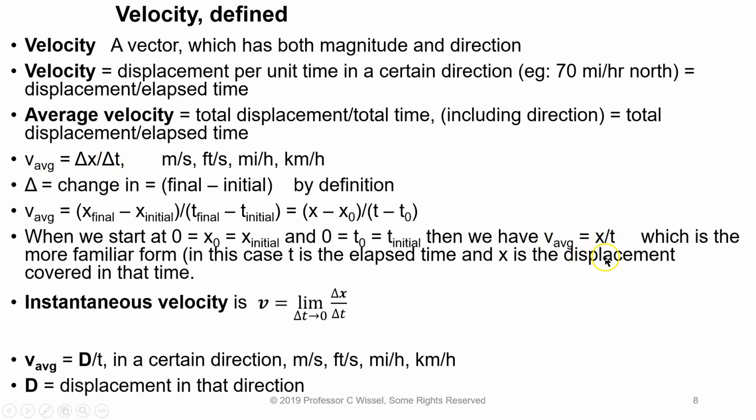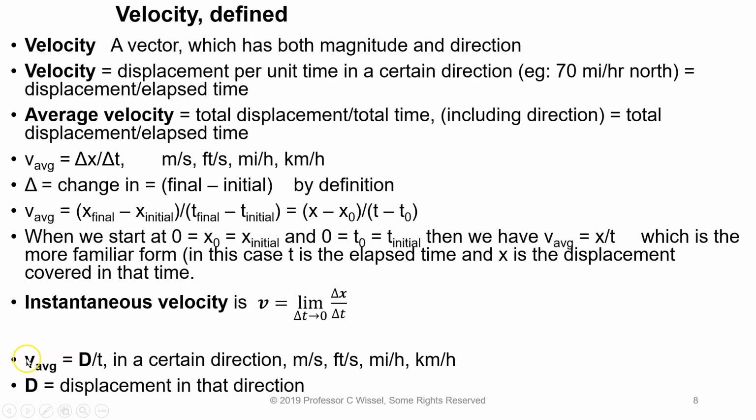Remember, I told you sometimes we drop the delta off. This is the more familiar form. But in this case, you've got to remember t is the elapsed time and x is the displacement covered in that time. The instantaneous velocity is the limit as delta t goes to 0. So very tiny time intervals that you're measuring this over, take them down to 0. And that would mean the limit of delta x divided by delta t.